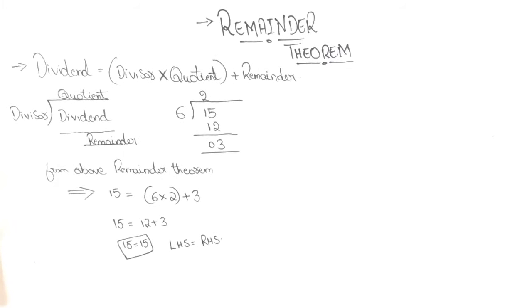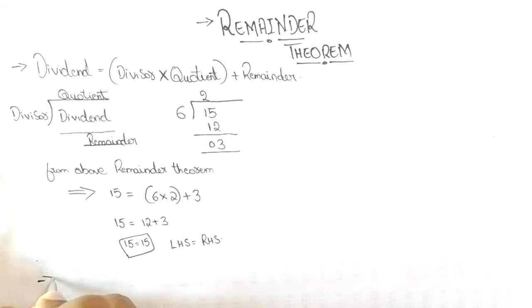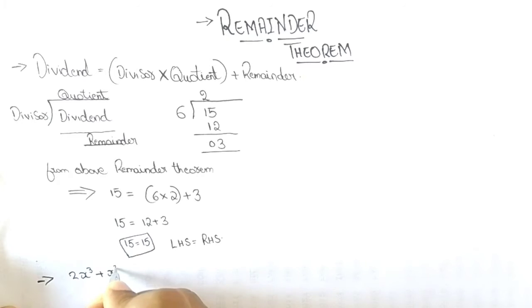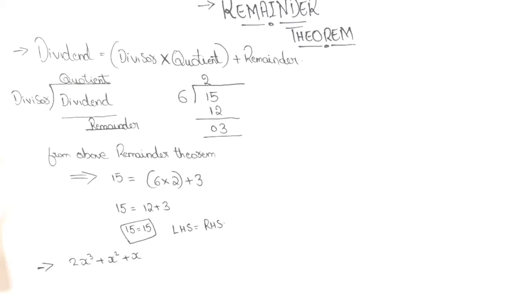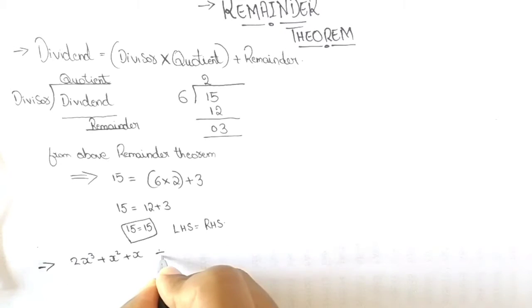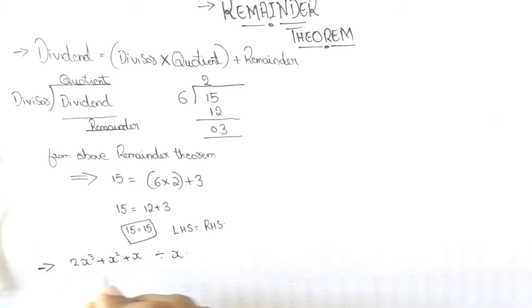The given example is 2x cube plus x square plus x. We need to divide this term with x. You can divide each term by x. See, 2x cube by x plus x square by x plus x by x.